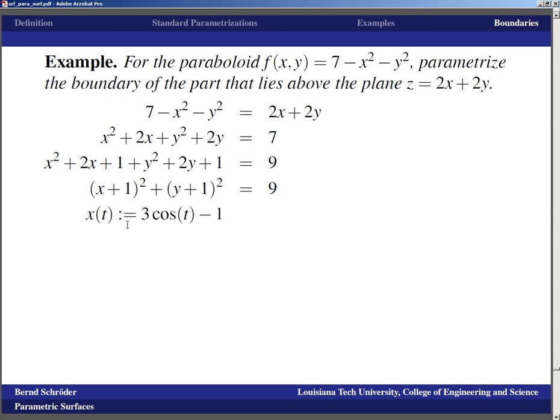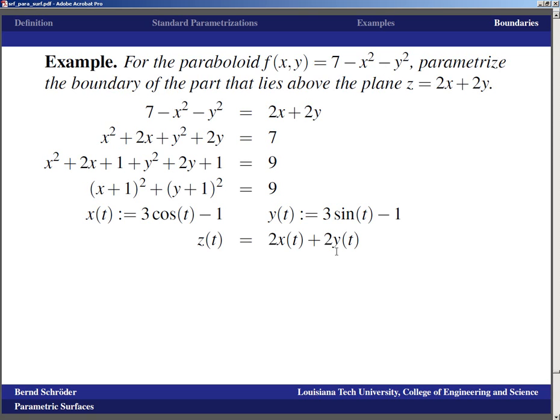Okay, to get a circle, I set x of t to be 3 cosine t minus 1 and y of t being 3 sine t minus 1. Basically, the center is therefore -1, and we are rotating with radius 3 around that center. So this is very similar to the shifting that we mentioned earlier in this presentation, only in 2 dimensions. And the z-coordinate, well, I can use either the f of xy or the plane, and I'm going to use the plane because that's easier.